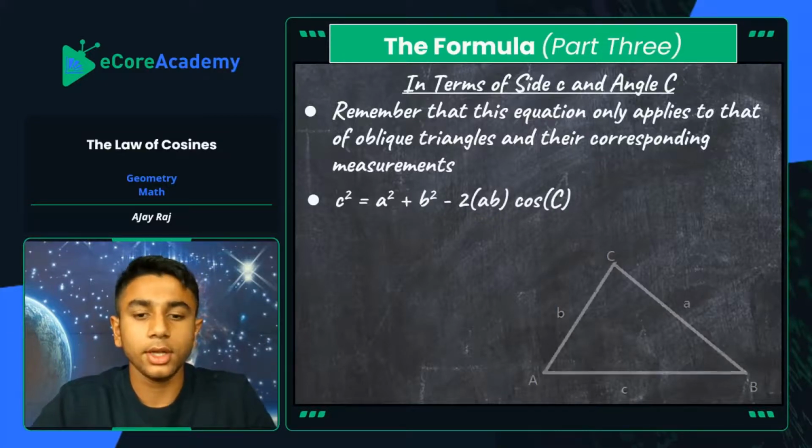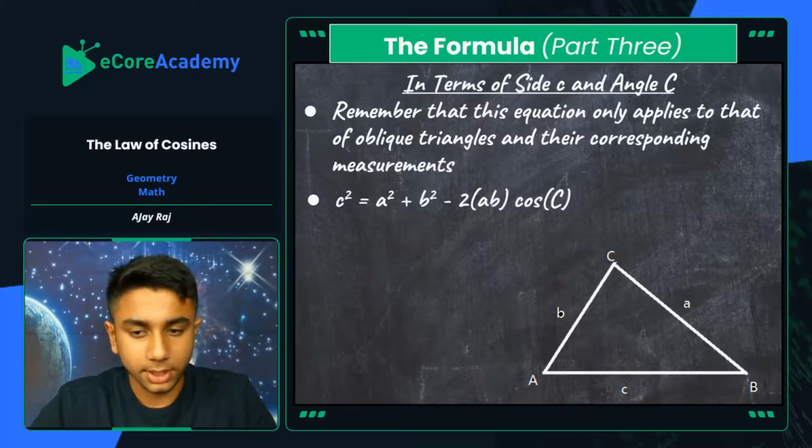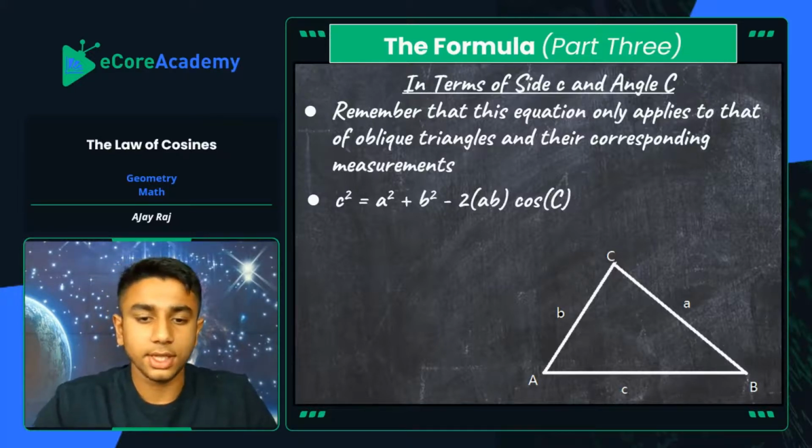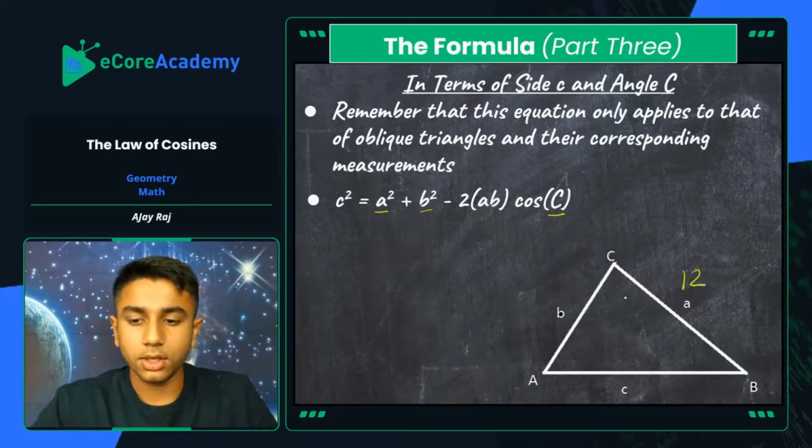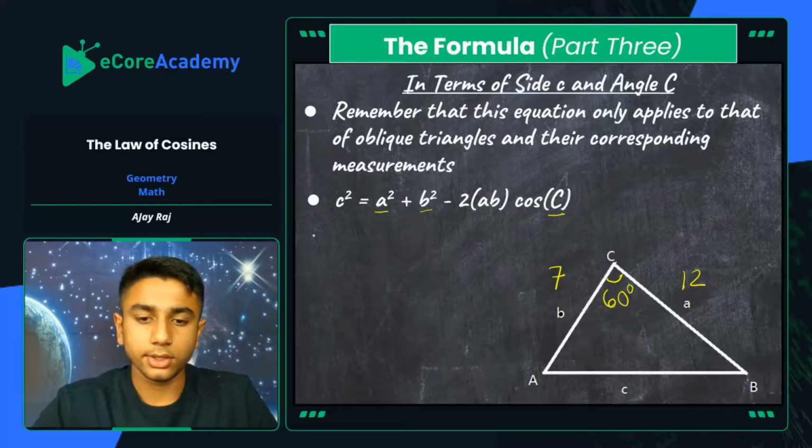Quick check reminder. So c squared equals a squared plus b squared minus 2ab, but this time it's cosine of C. So it's going to correspond with the angle of vertex C. We're going to need the length of side A, side B, and of course the degree measure of angle C. So we have side A, we'll label this as 12. Side B, we'll label this as 7. And angle C is approximately 60 degrees. So let's plug that into our equation.